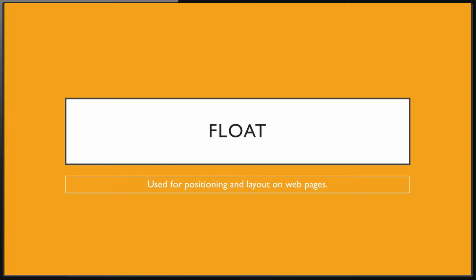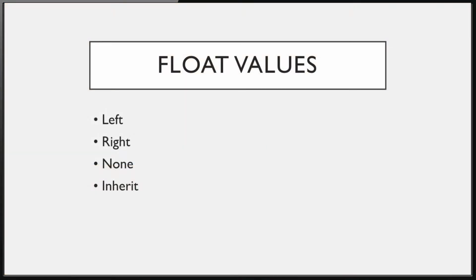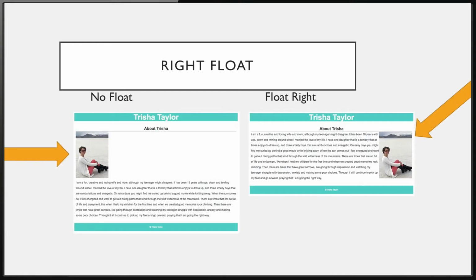Floating is used for positioning and layout on web pages. You have the left, right, none, and inherit float values. If you were to use the none, this is the way that your image would look. As of right now, this is just the basic HTML with no CSS coding for the image. Here on this side, I utilized the right float. You can see that my image was positioned to the right. Had I used the left float, my image would have been over here to the left.